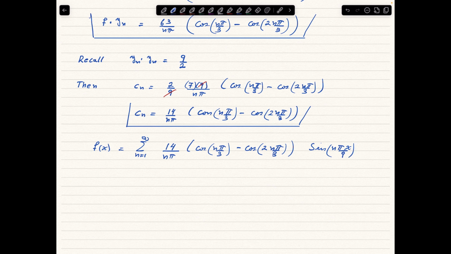And let me write here in another color that this here is what we call the coefficient Cn, obviously, and this is our eigenfunction that we chose to be yn of x, and that is the expansion. So we could end up here. So this is the calculation of the expansion when we use the eigenfunctions yn to be sine of n pi x over 9.